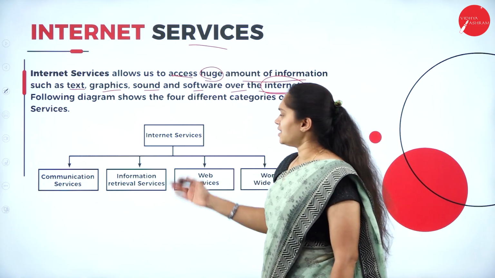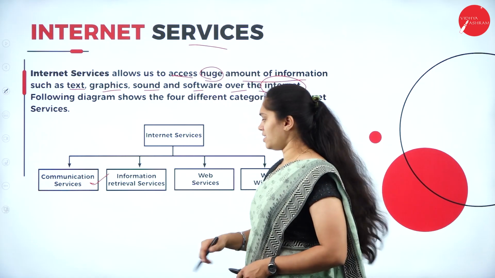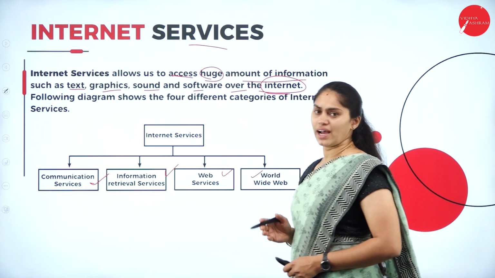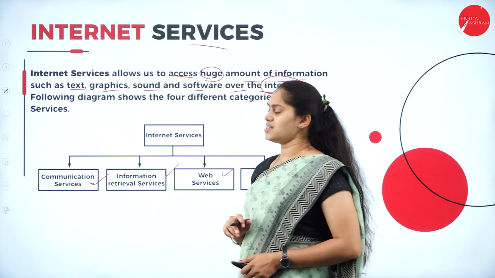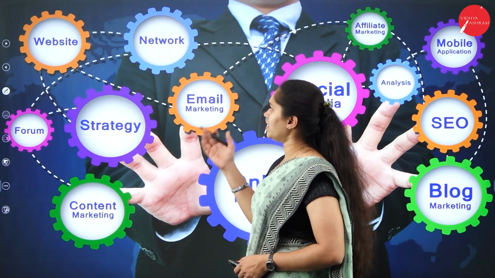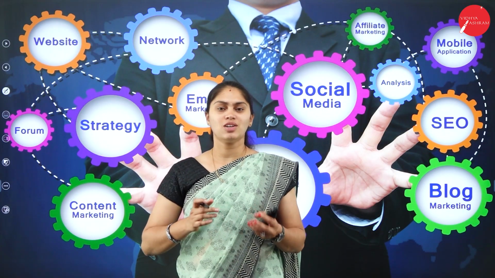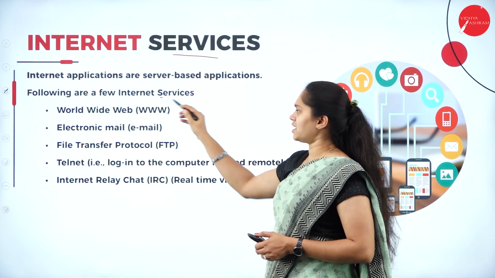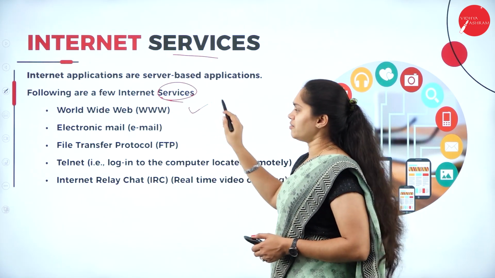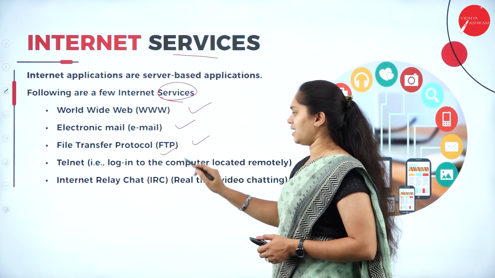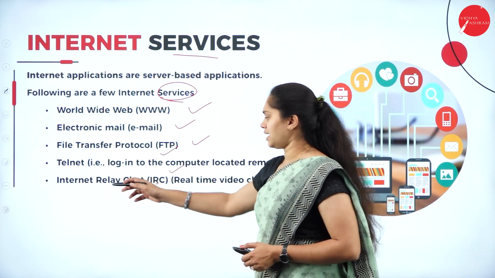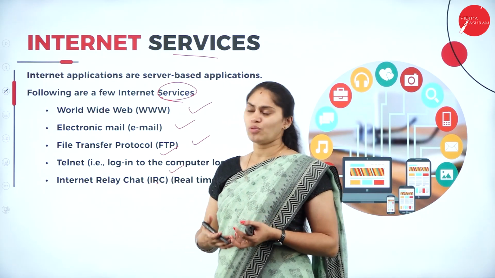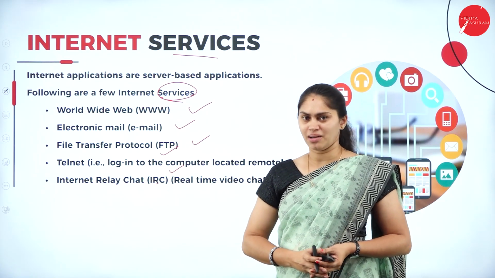And here you can see that internet services can be communication service and information retrieval service, then web services, at last it can be World Wide Web. So all these are the internet services which it is going to provide. So here you can see the different internet services which we are getting. Next we'll see about the internet services. In that we have listed out some of the internet services that include World Wide Web, email, FTP, Telnet, and also we have IRC, that is Internet Relay Chat, and also we have newsgroups, chat box. So all these are what? The different services which are provided by the internet.